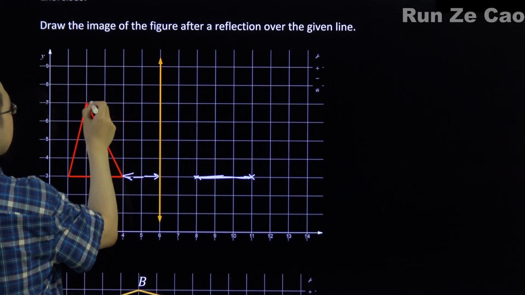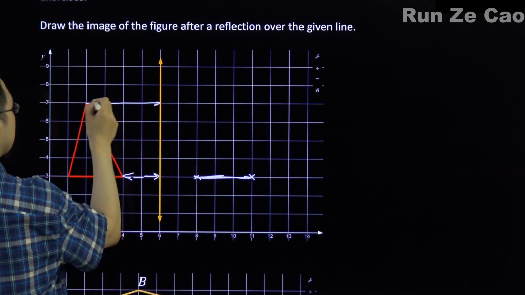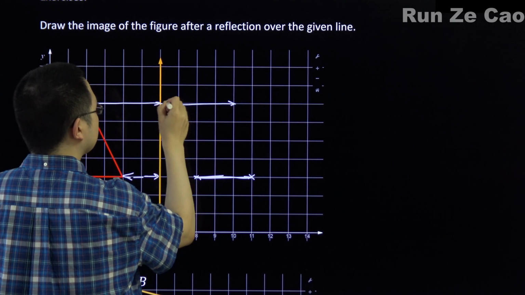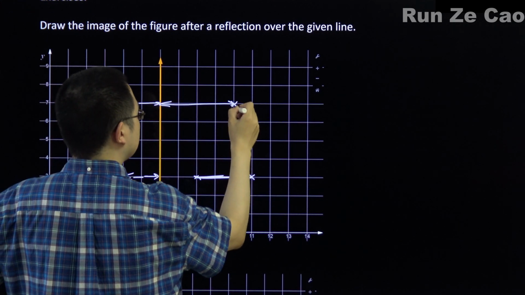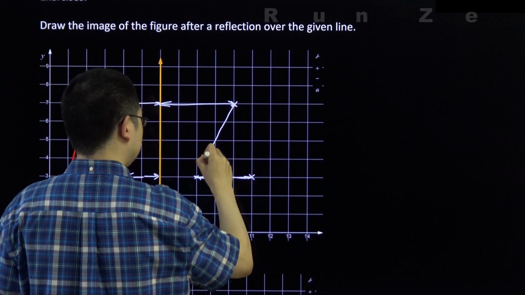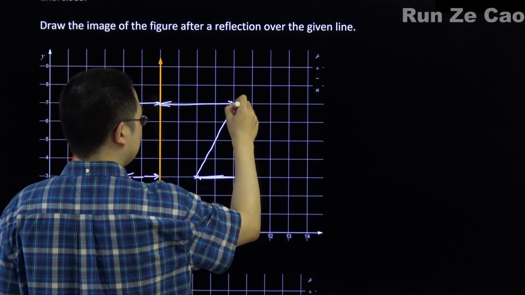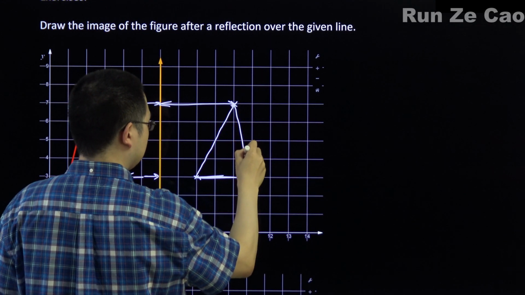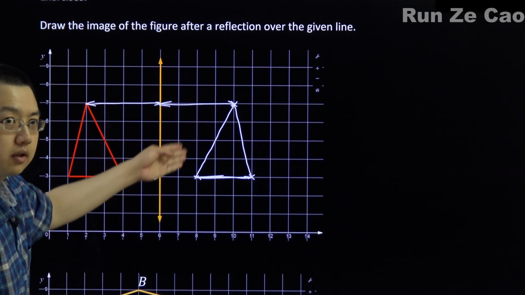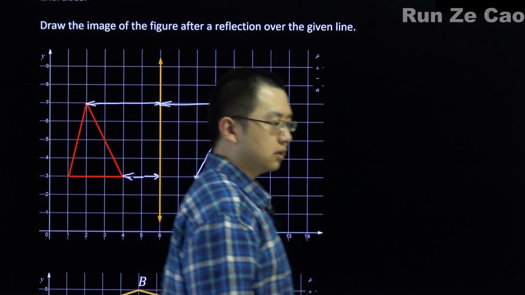And over here, oh, that's 4 units. Which means this has also got to be 4 units. So we go up here. And that means we're looking at a shape like this triangle here.